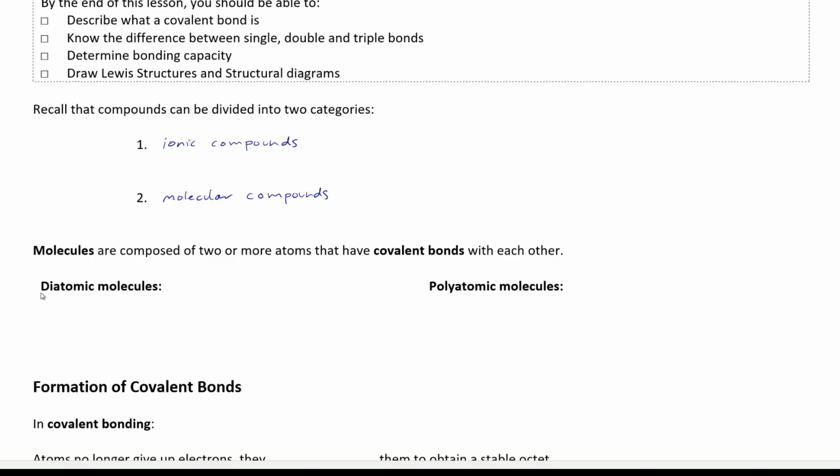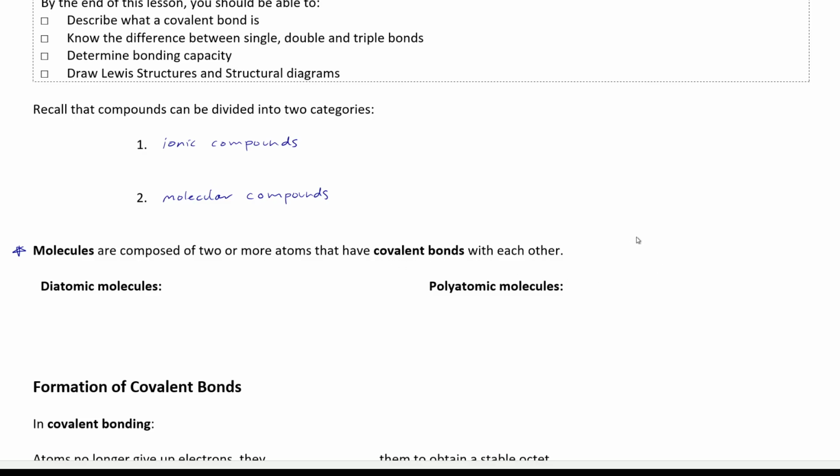So here we define what a molecule is, and this is a very important definition. You should definitely be able to finish grade 11 chemistry and define what a molecule is. So I'll put a little star there. A molecule or molecules are composed of two or more atoms that have covalent bonds with each other. Okay, so these are particles made up of atoms that are bonded using covalent bonds.